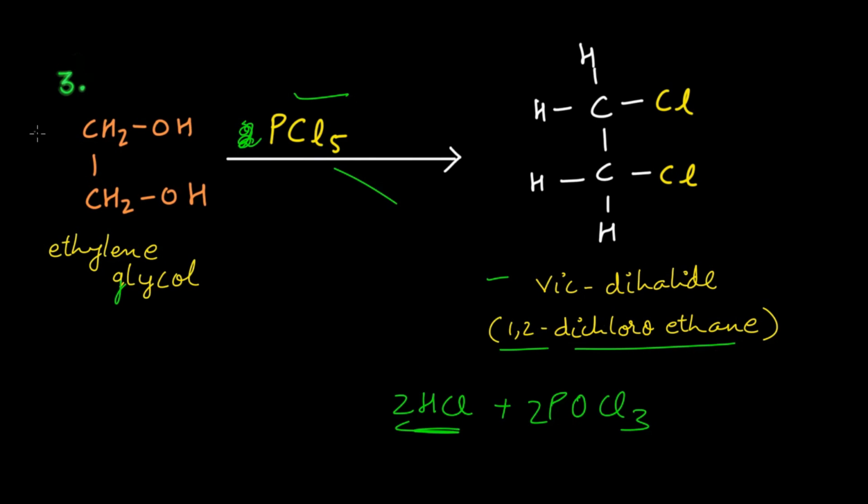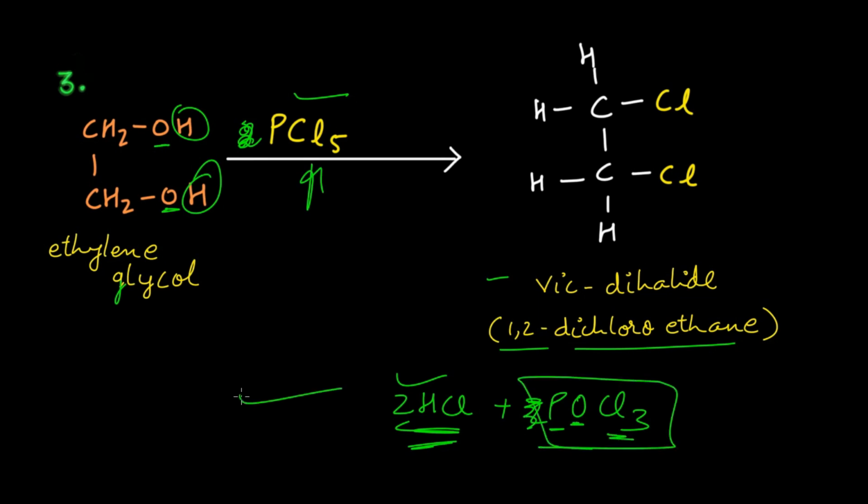These two hydrogen atoms will be removed as HCl, so you will get 2HCl. There is one phosphorus atom and two oxygen atoms here, so these two oxygen atoms will be removed, and the remaining 3 chlorine will give Cl3, so you will get POCl3. So that's how this reaction takes place. This is the third method of preparation.